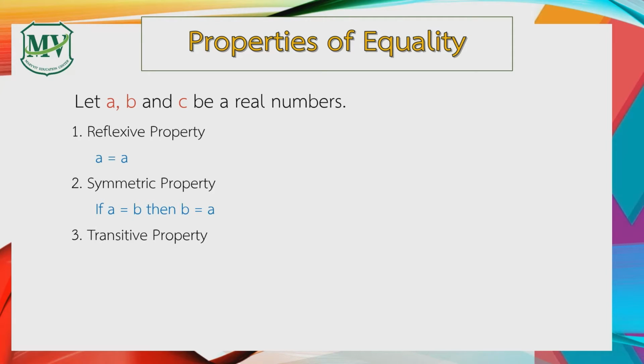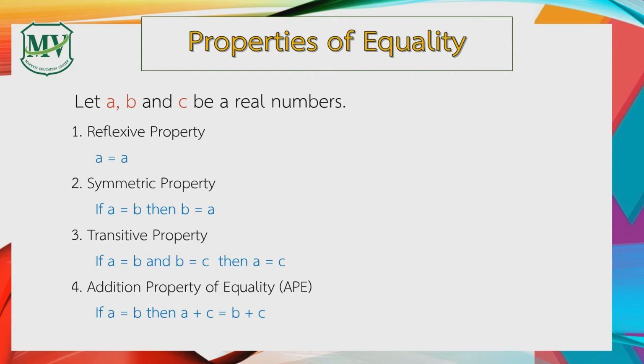Number 3, transitive property. It states that if two quantities are equal to a third quantity, they are equal to each other. So if A is equal to B and B is equal to C, then A is equal to C. Number 4, addition property of equality or APE. It allows us to add the same quantity to both sides of the equation. So if A is equal to B, then A plus C is equal to B plus C.